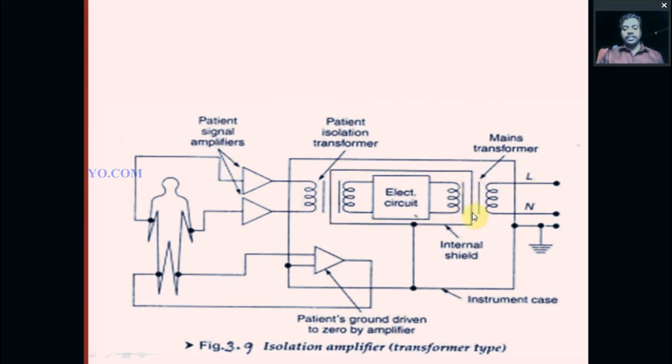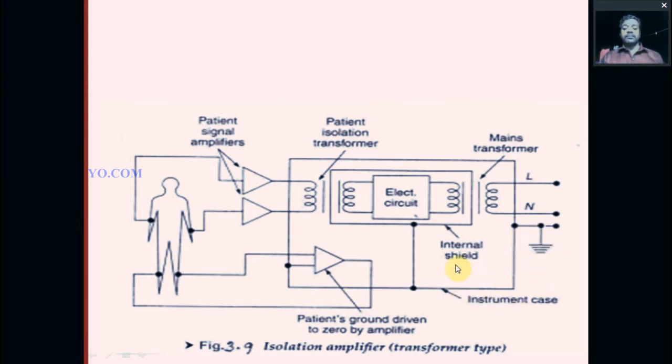This rectangle indicates the internal shield. Here the electric circuit is present, and this circuit performs some action over the biosignal. The patient ground is driven to zero by the amplifier, so the patient leg is connected with the ground through an amplifier. This instrument case is also connected with the ground.